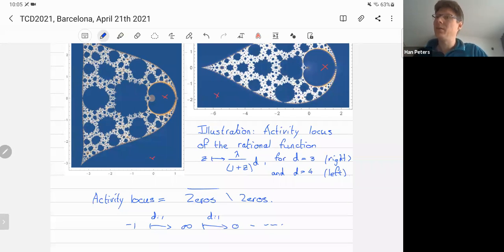So this is stable, we are a normal family. On the other hand, if you avoid 0, then you also avoid -1 and infinity. So you are a normal family by Montel. So you see that zeros must accumulate on the activity locus, while they all do not lie on it. They must accumulate on the whole activity locus.